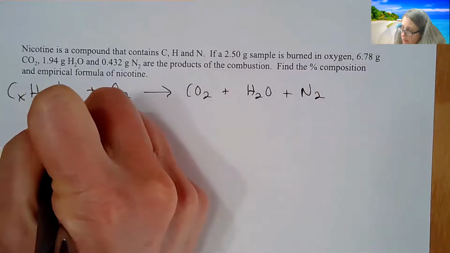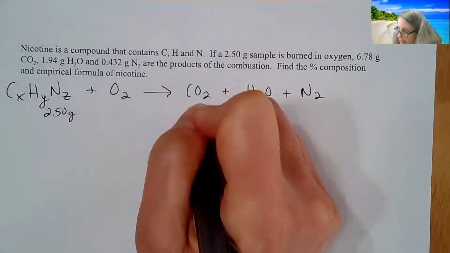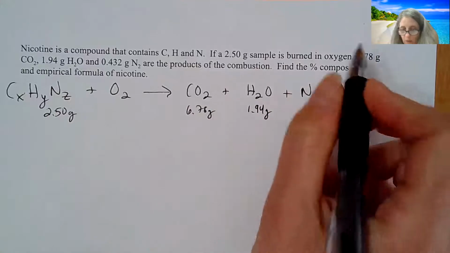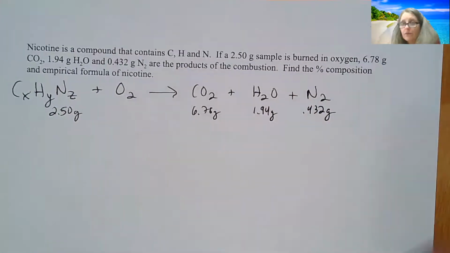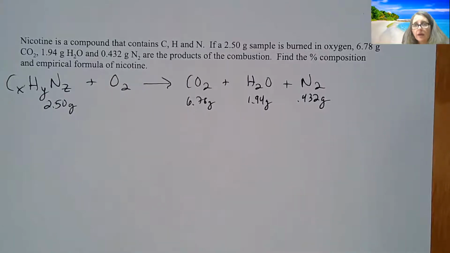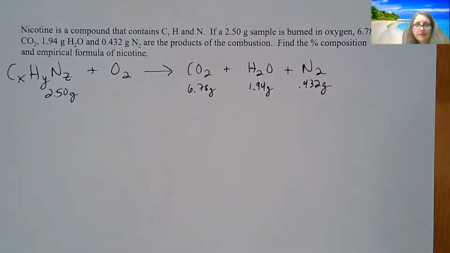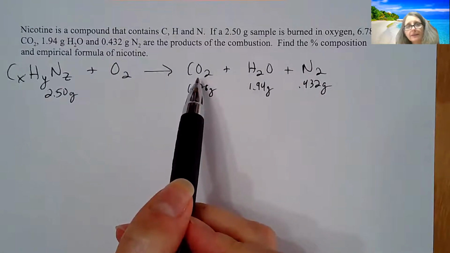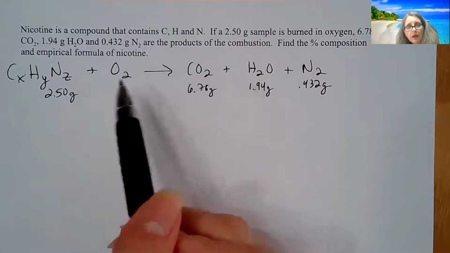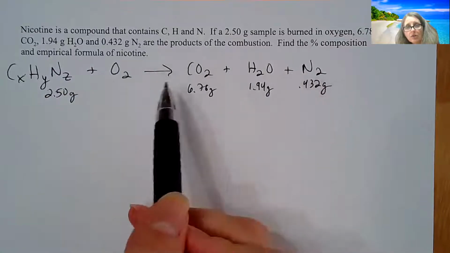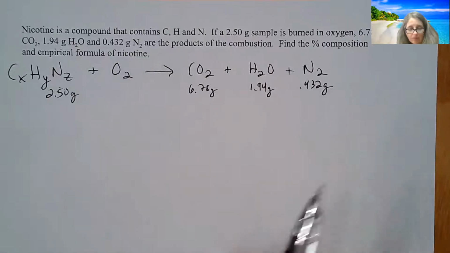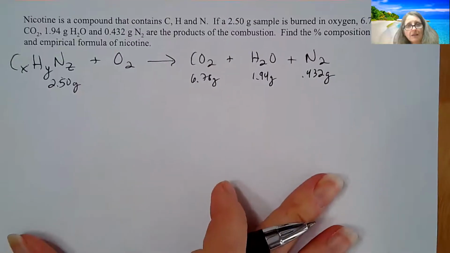So I am starting with a 2.5 gram sample of the nicotine, and I get 6.78 grams of the carbon dioxide, 1.94 grams of the water, and 0.32 grams of the nitrogen. I like to write it underneath just so I have access to it. You don't have to do that, but that's how I do it. So what do I know? Well, I know that the carbon had to go into the carbon dioxide. The hydrogen had to go into the water. The nitrogen then went into the nitrogen. The tricky part is if you end up with a molecule with oxygen, you've got a really different type of problem to focus on. But this is the setup that you do.